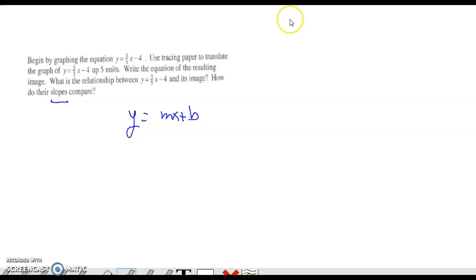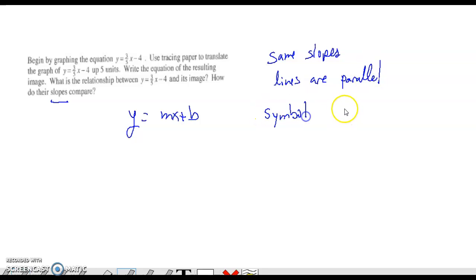So I'll come back over here. So how do the slopes compare? So we can say same slopes, and what else can we say? Lines are parallel. This is the symbol for parallel, just two lines going up and down. So we can say that the lines are parallel. Again, same slope. Okay, and again, today is all about parallel and perpendicular lines.